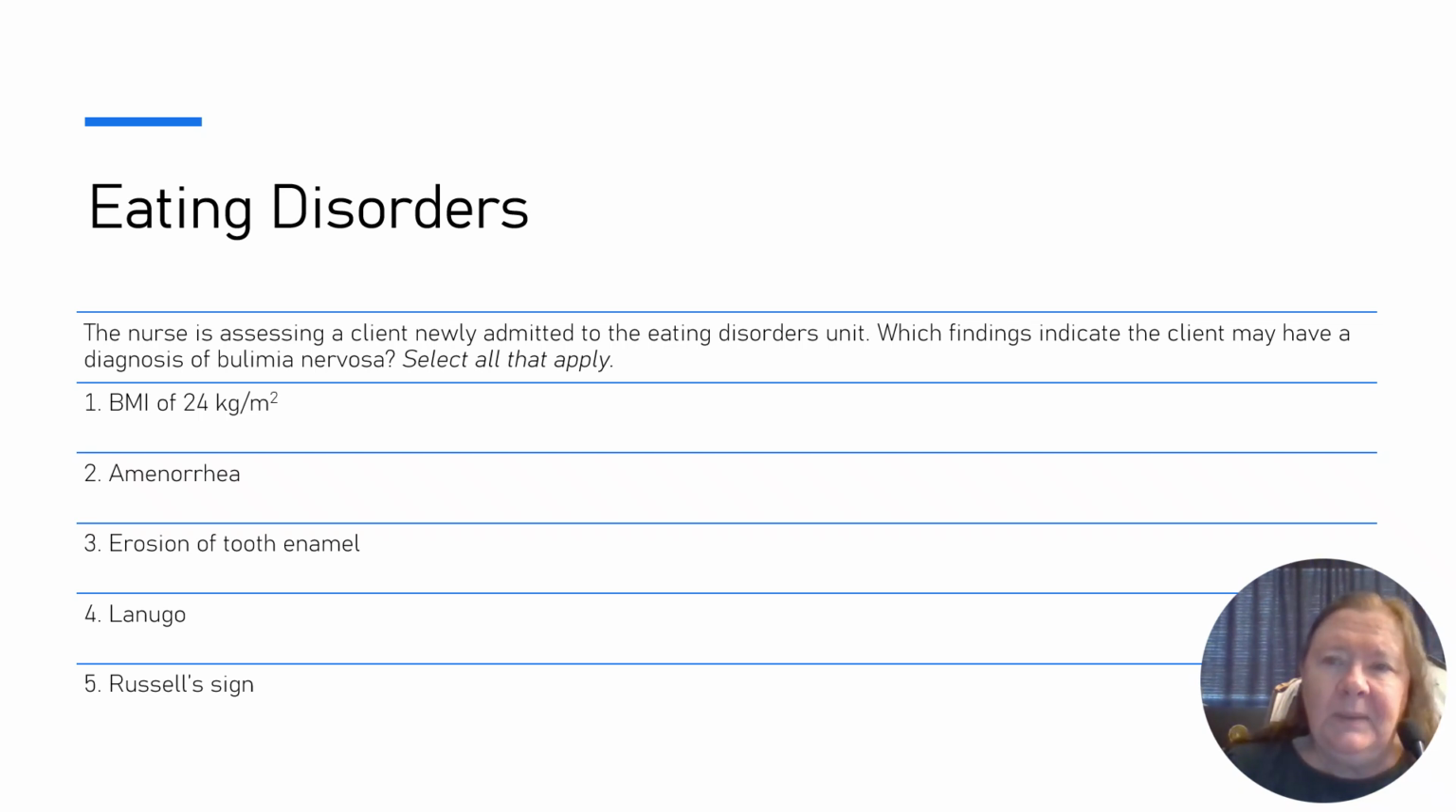Okay, I'll give you a minute to pause this and think about what you think the answer is. Select all that apply. It may only be one answer. It may be 2, 3, 4, or all 5. That's what select all that apply is. It may be up to 5 answers are correct. So I'll give you a minute and we'll come back.